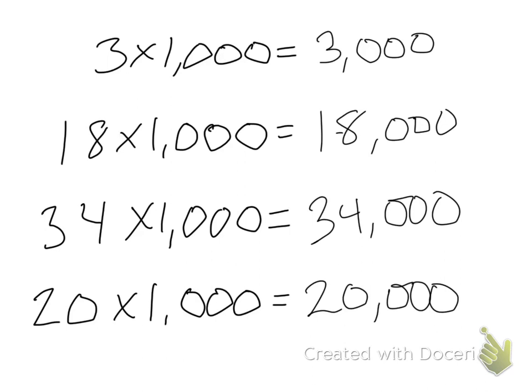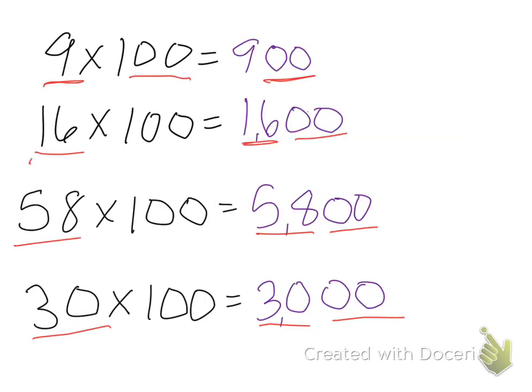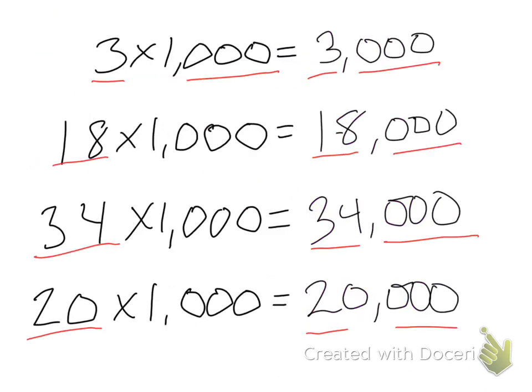If you notice on these ones, when I multiply by 1,000, my answer is the first number with 3 zeros at the end. So it's 3, and then there's 3 zeros. 18, so 18 with 3 zeros. 34, so it's 34 with 3 zeros. 20, and then it's 20 with 3 zeros after it. So that's a good way to remember how to multiply by 100s: it's just the first number with 2 zeros added to it. And when you're multiplying by 1,000, it's the first number with 3 zeros after it.